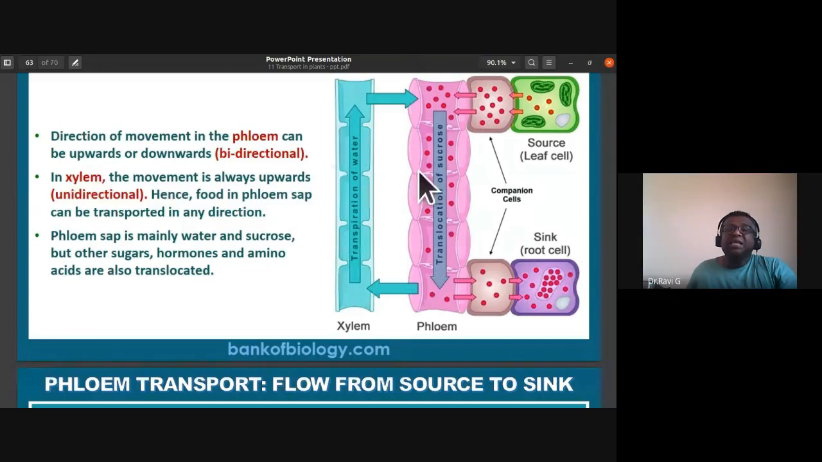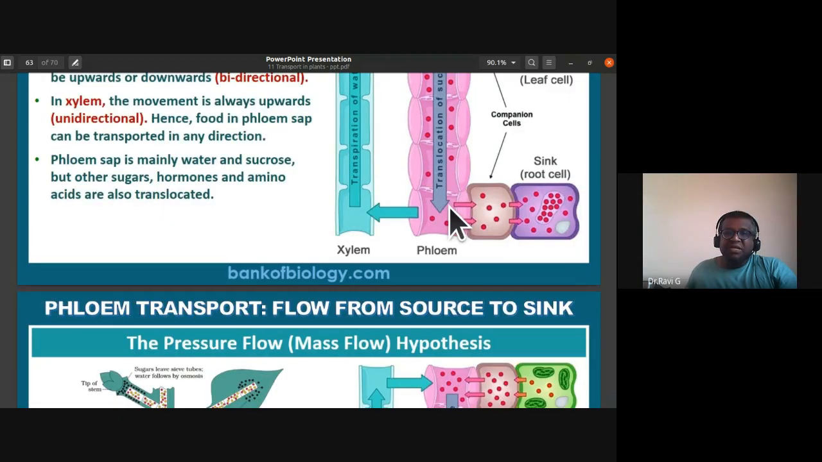What is the phloem sap majorly made up of? It consists mainly of water and sucrose, but other sugars are also present. Hormones are present, and amino acids are present in this phloem sap.